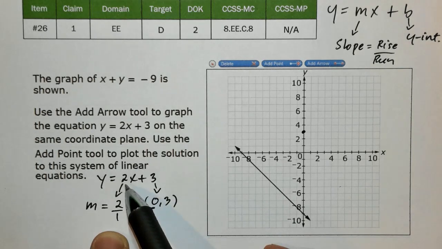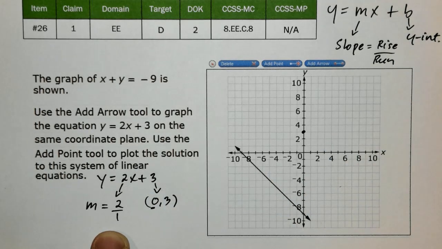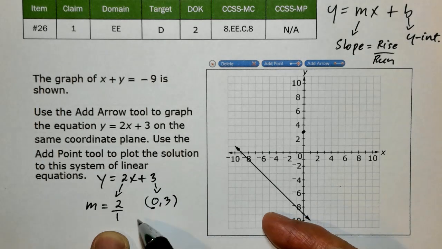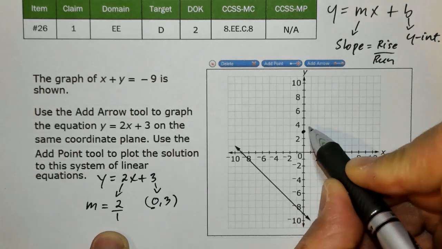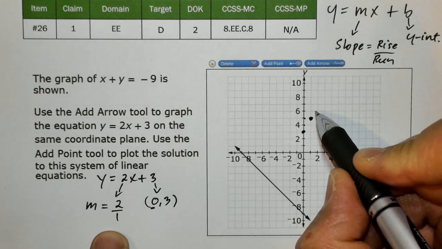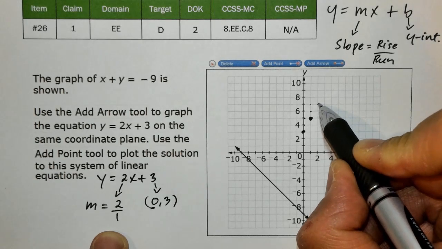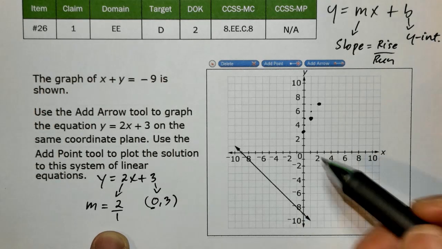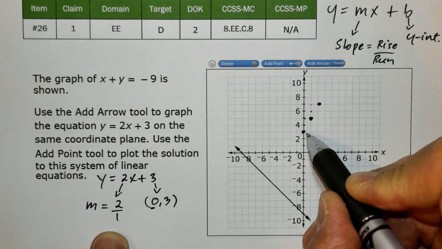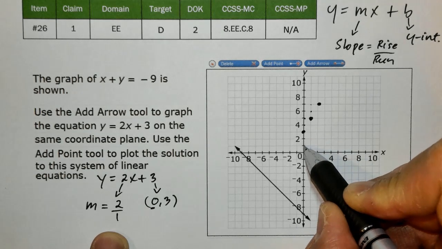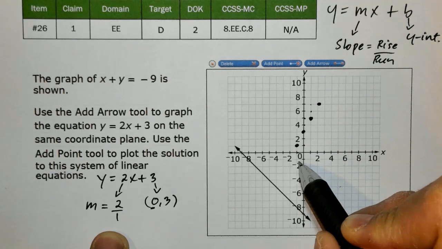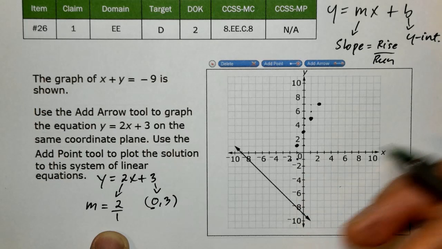The slope is positive, so the behavior of the line should be increasing. It means 2 units upward and then 1 to the right. So 2 units upward, 1, 2, and then 1 to the right. Now we can extend the line on the other side. So we can count 2 units downward and then 1 to the left. So from here, 1, 2, and then 1.